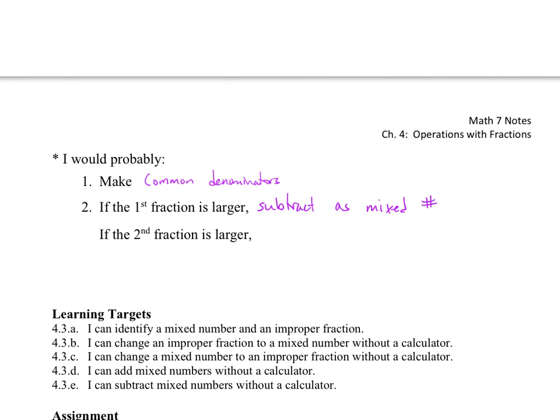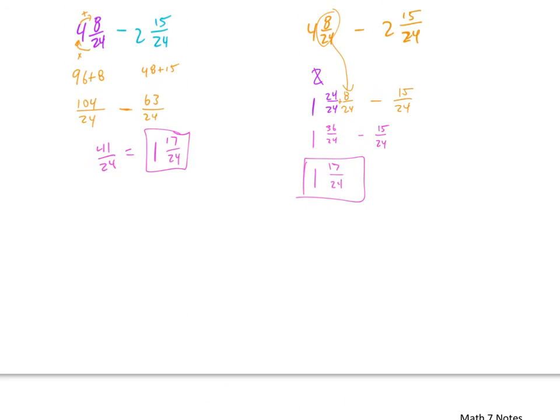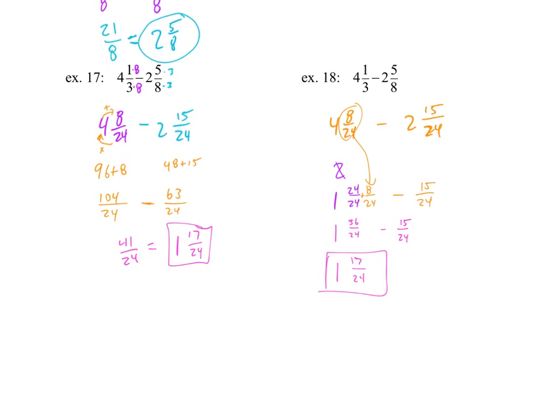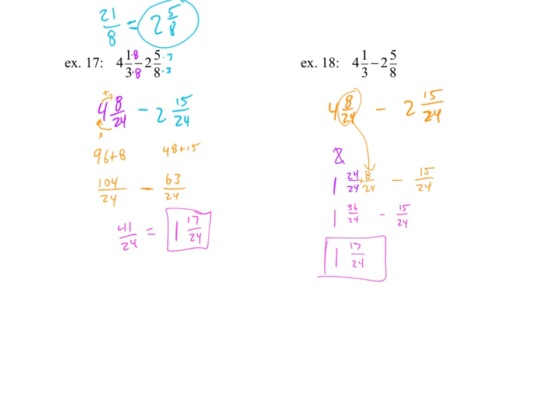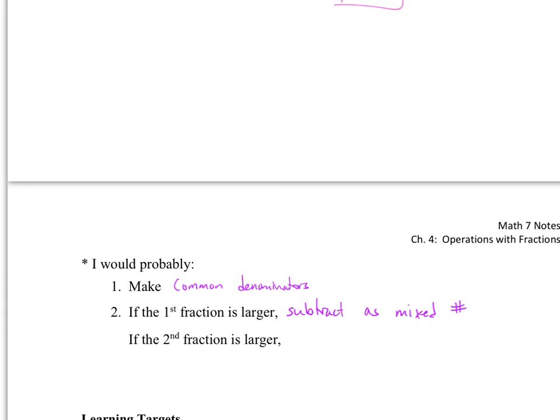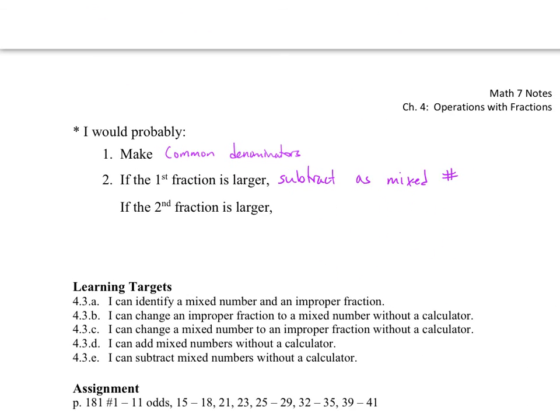If you find out that the second fraction is larger, like they are in examples 17 and 18, so 15 is bigger than 8, if the second fraction is larger, I would change to improper fractions. Make them improper fractions, subtract, and then make them back to mixed numbers again.